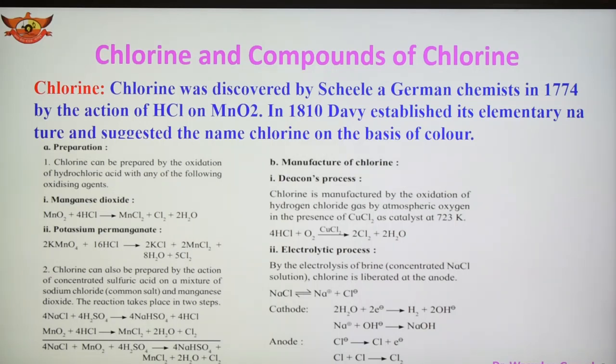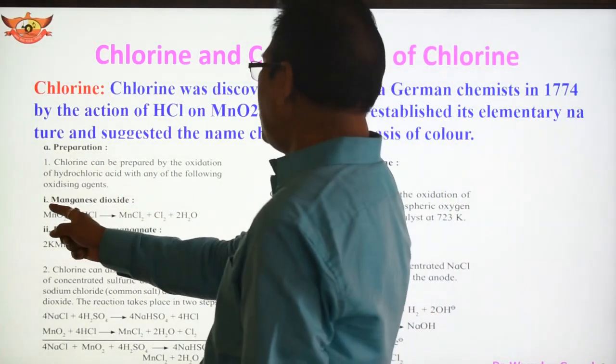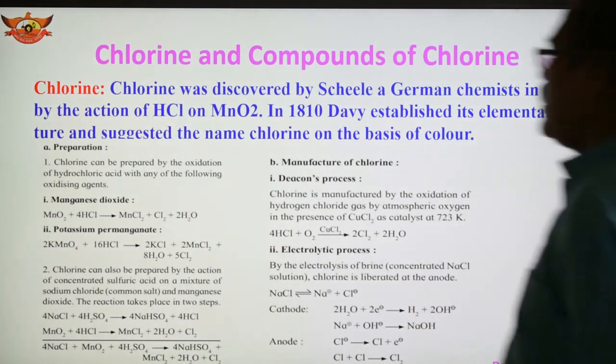In the case of chlorine, the formula is Cl2, and this compound was discovered by the Swedish chemist Scheele in 1774 by the action of HCl and MnO2. In 1810, Davy established its nature and suggested the name chlorine, depending upon its color. Chlorine can be prepared in the laboratory by two reactions given here for its synthesis. The first method uses manganese dioxide, and the second uses potassium permanganate.